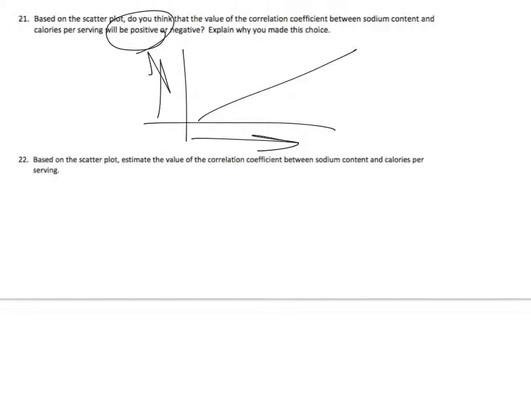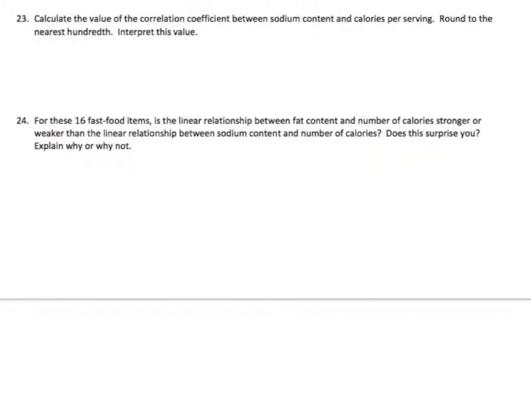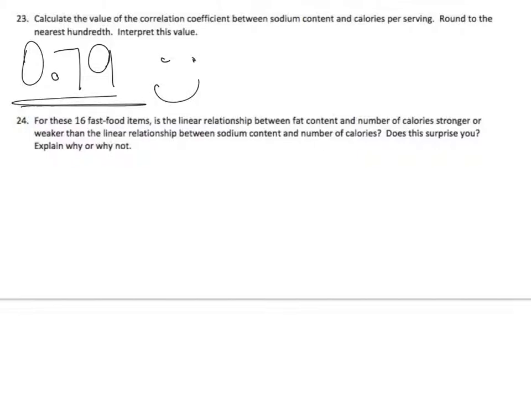Estimate the value of the correlation coefficient. I have not cheated, but I'm still going to guess about 0.75 because I think it looks pretty good. But now let's go ahead and use our calculator to figure out the correlation coefficient. Calculate the value of the correlation coefficient between sodium content and calories, round to the nearest hundredth. Went ahead and calculated it. I got 0.79. That's just luck. I guessed. I thought it was a great relationship, but I thought the last one was too.